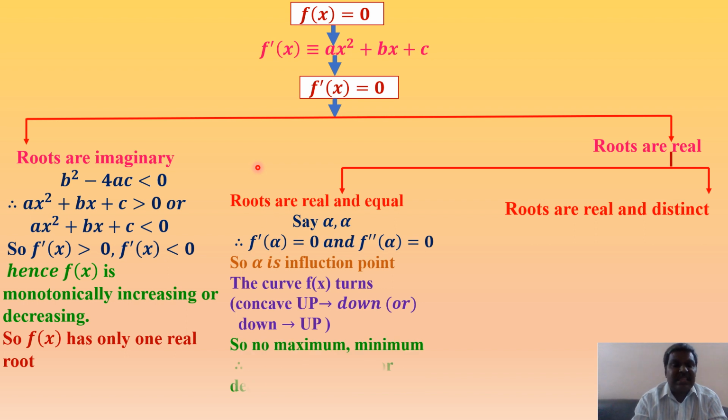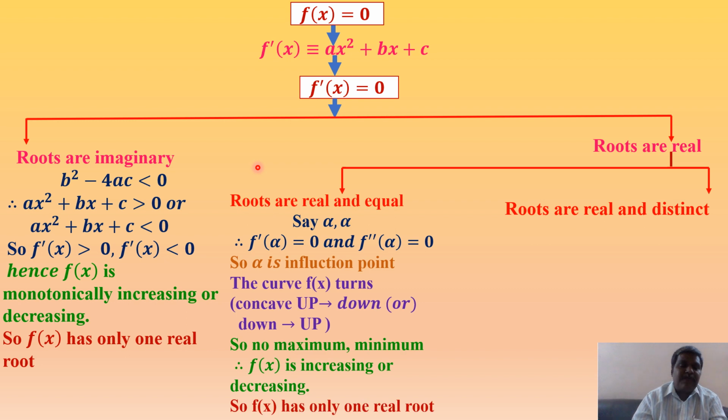In this case also we have only one real root, because f of x is increasing or decreasing. So f of x has one and only one real root. This is a very important case. Even though alpha is real and f dash x equal to 0 has real and equal roots, at that time f dash alpha is 0, and at the same time f double dash alpha is also 0.